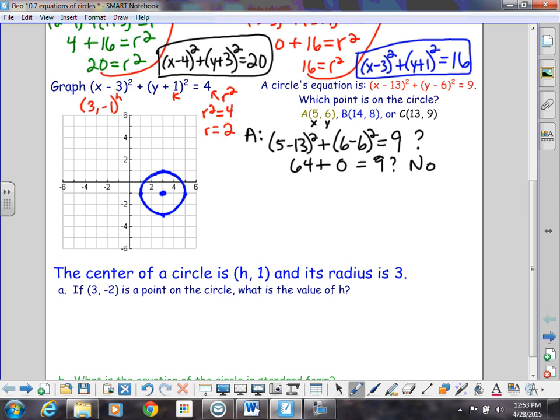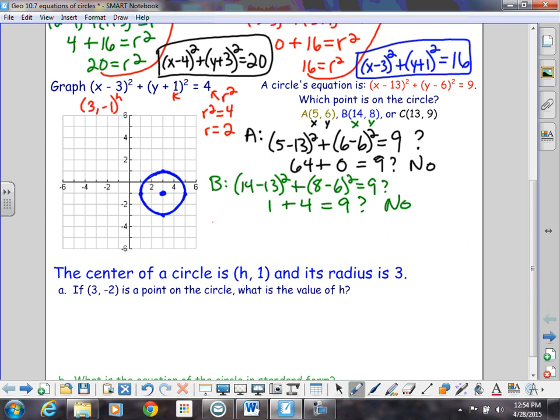All right, next one. Let's try B. Maybe B will work. So that's my x and y. I'm going to use 14 minus 13 squared. Now I'm going to do 8 minus 6 squared and see if that equals 9. So 14 minus 13 squared, that's 1. 8 minus 6 squared, that's 4. So is that equal to 9? Nope.